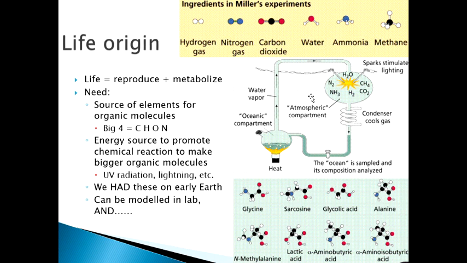And it turns out that if you take these ingredients at the top, and remember, these are things coming out of volcanoes: hydrogen gas, nitrogen, carbon dioxide, water, ammonia, NH4, methane, CH4. The result is that you produce these things down at the bottom. And these are the very primitive, simplest of organic molecules. These are amino acids: glycine, sarcosine, alanine, etc., etc. And this is the start of creating life.